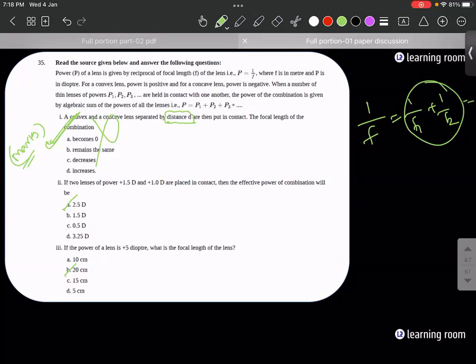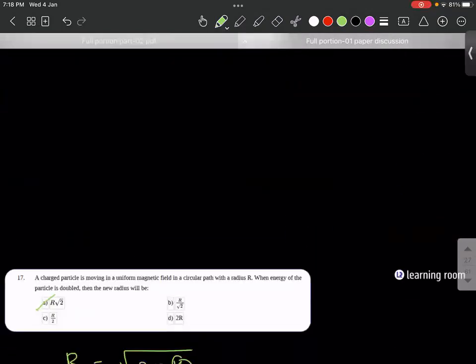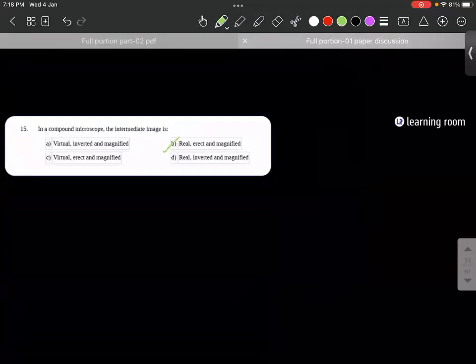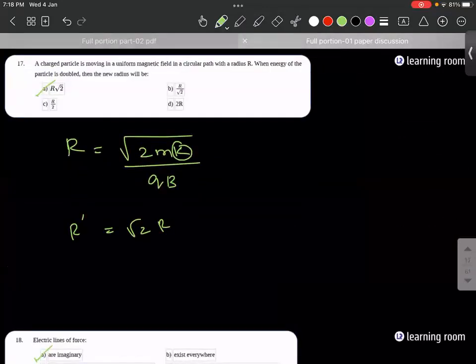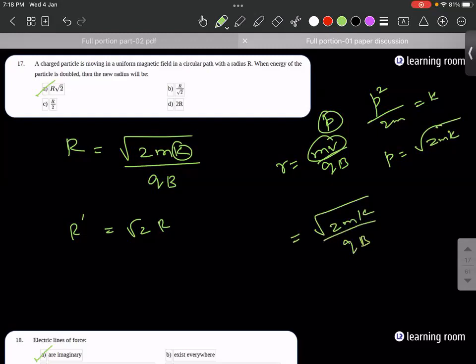Sir, I have a doubt in one of the questions. Tell me. 17th question. You wrote root of 2mK by... Oh, that formula. This one only, no? Yes, sir. Sir, how are you getting this formula, sir? See, R is equal to mv by qB. But see, the relation between kinetic energy and momentum is K is equal to p square by 2m. This is linear momentum. So, p is equal to root of 2m into K. Okay, sir. Got it? Yes, sir.